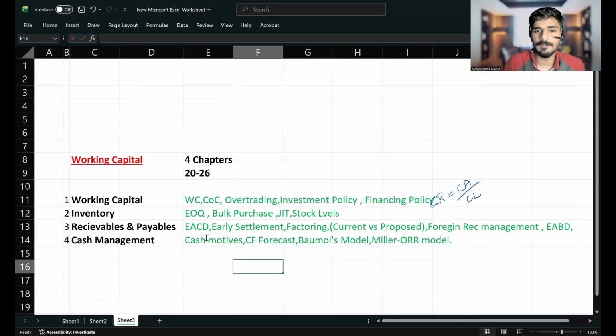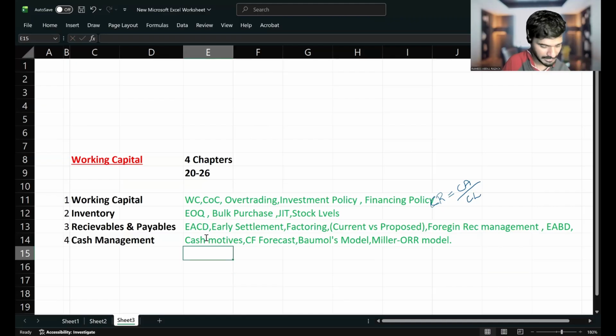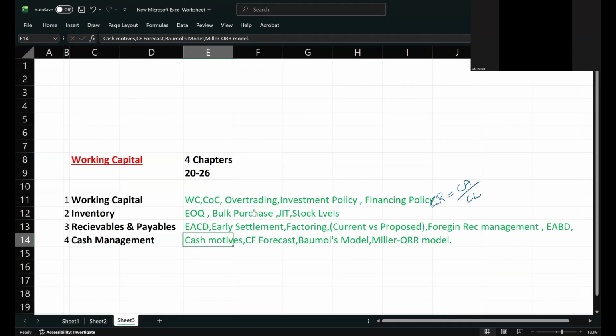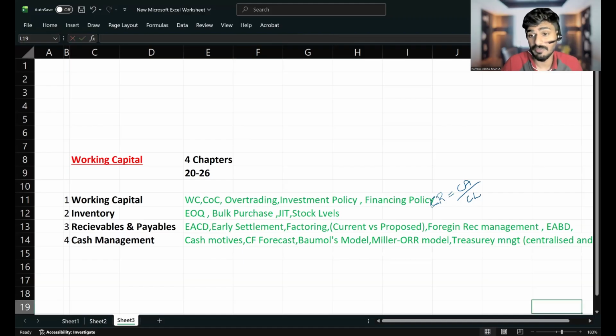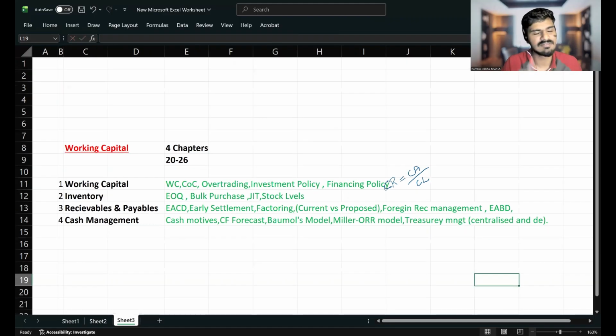And you have to also learn about treasury management. There are two kinds of treasury management. Which are they? Centralized and decentralized. Yes, centralized treasury management and decentralized treasury management. You have to learn the difference between centralized and decentralized.